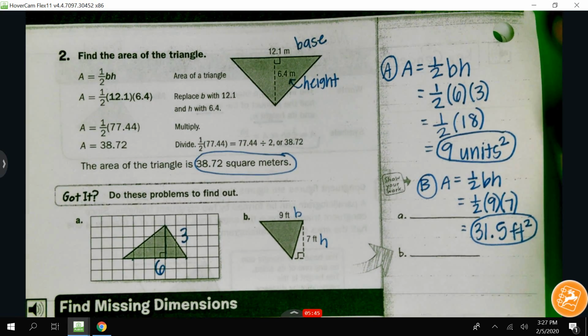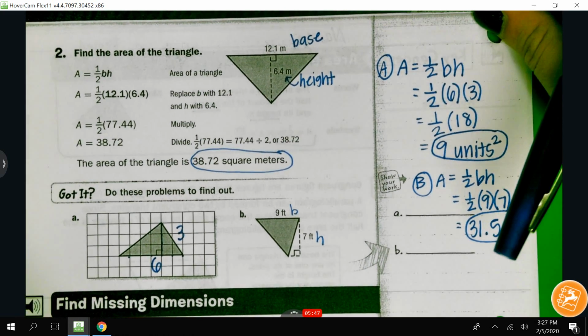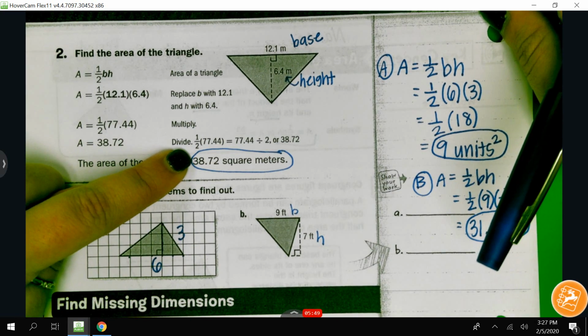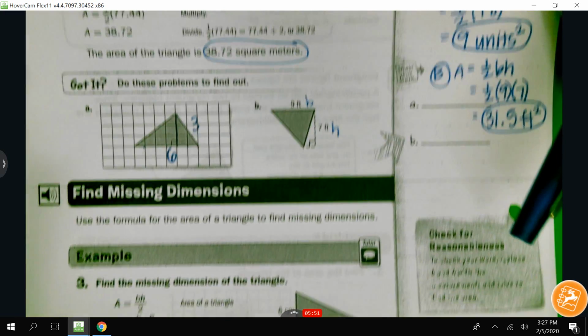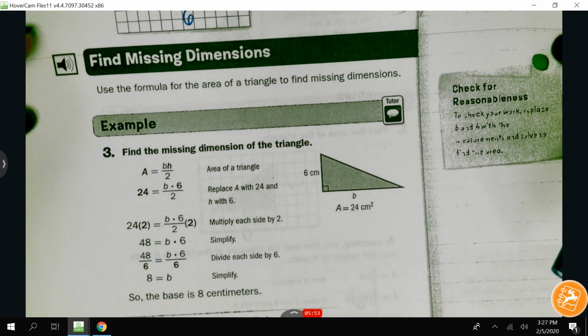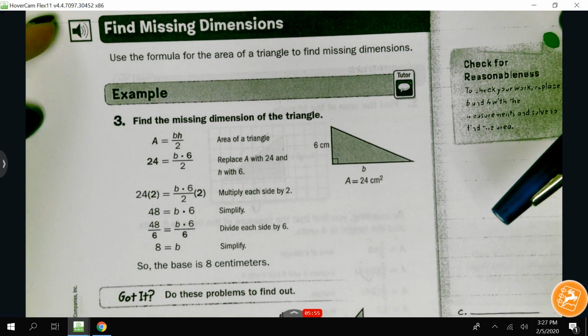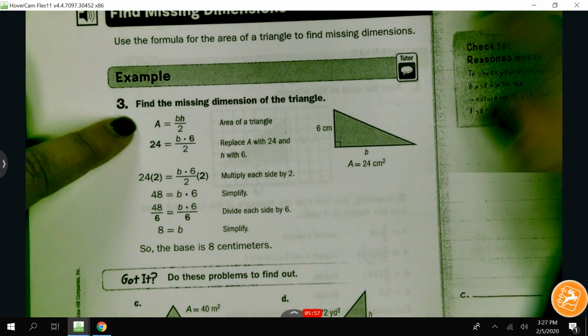Alright, on to finding missing dimensions. So in this case, I was given my base and my height, and all I was doing was find the area. Now you're going to be given the area and one of the side lengths, and you have to find the other. So example 3, I've got a triangle over here.